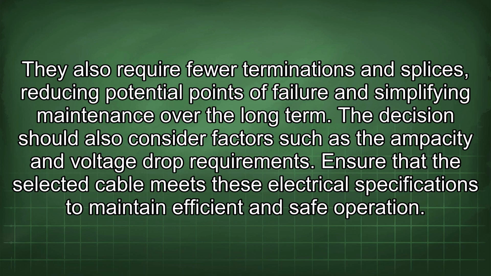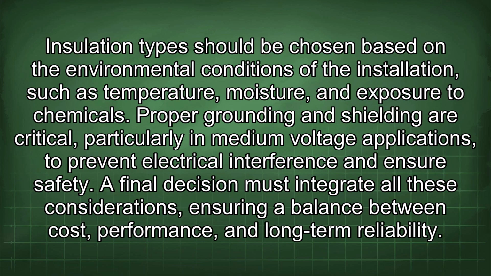The decision should also consider factors such as the ampacity and voltage drop requirements. Ensure that the selected cable meets these electrical specifications to maintain efficient and safe operation. Insulation type should be chosen based on the environmental conditions of the installation, such as temperature, moisture, and exposure to chemicals. Proper grounding and shielding are critical, particularly in medium voltage applications, to prevent electrical interference and ensure safety.